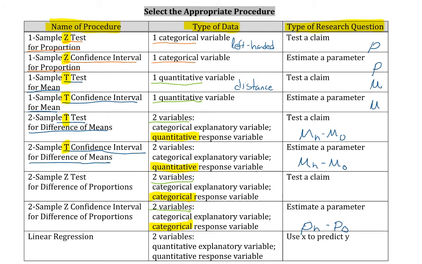And if we wanted to estimate the difference in these proportions, this is when we would use a two-sample Z confidence interval for the difference of proportions. While if we wanted to test a claim about the difference in the proportions of people that are happy working from their office or working from home, this is when we would use a two-sample Z test for the difference of proportions. And again, notice that because we're talking about estimating the difference of proportions or testing a claim about the difference of proportions, this is when we use a Z test or a Z confidence interval.